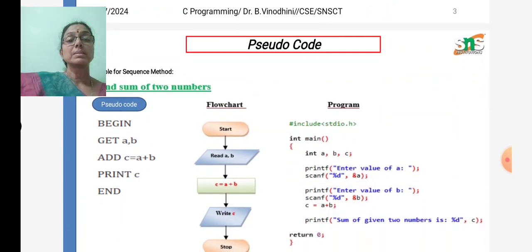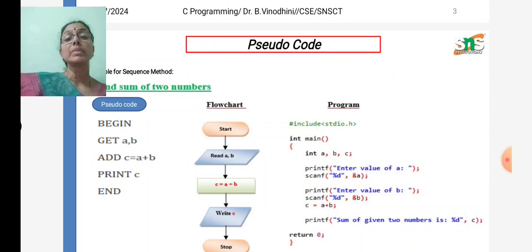First, let us see the sum of two numbers. We already know how to write the algorithm and draw the flowchart for the sum of two numbers. Here we are going to represent the pseudocode. BEGIN is the start of the process. Next, using GET or ACCEPT, we get the input of two numbers: GET a, b.